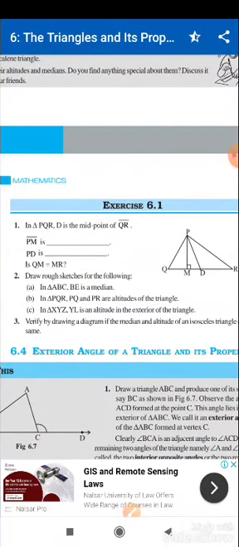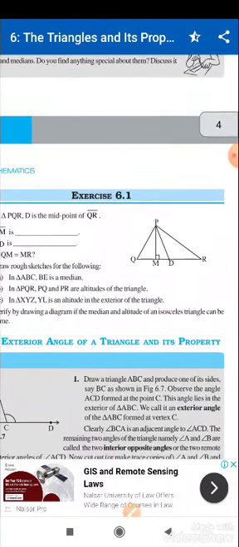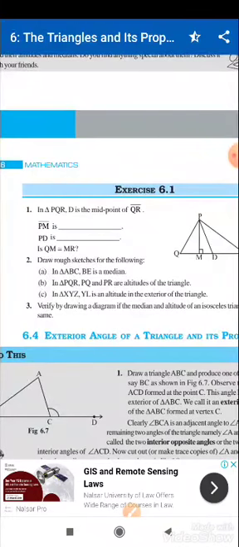Our next question is, QM is equal to MR? Since M is not the midpoint of this side, QM cannot be equal to MR. So the answer of the third part is no, QM is not equal to MR. Now move to our second question.